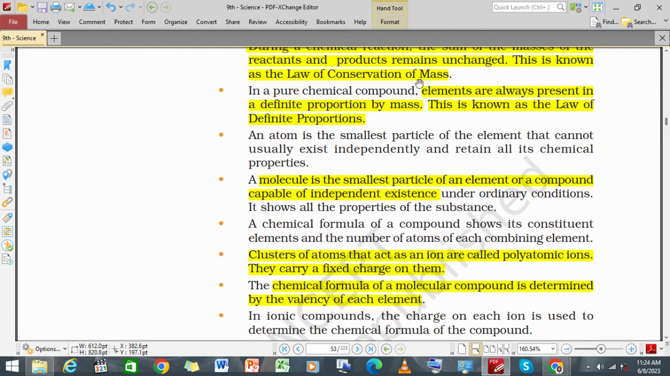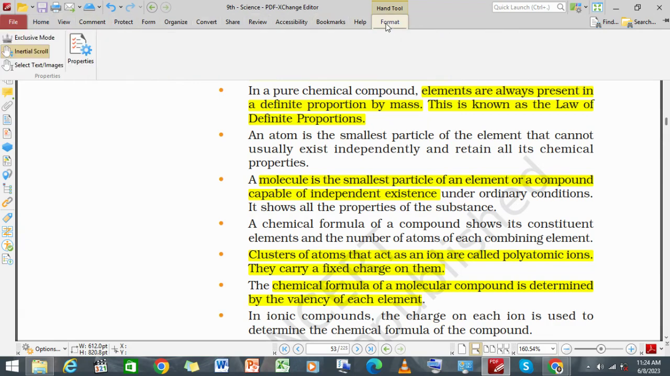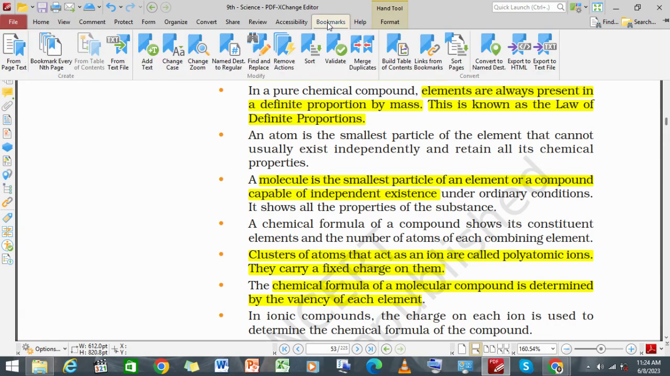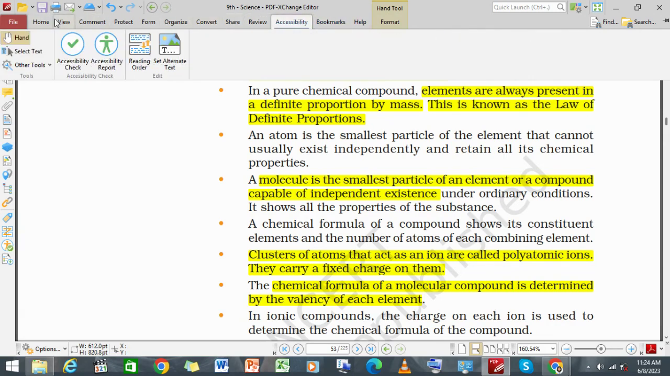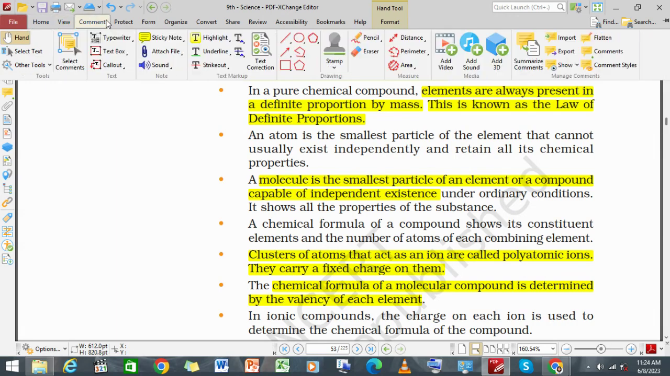For example, H2O has been given. If we have H2O, then its proportion will always be the same. And if its proportion is the same, then nothing can be changed from that. I hope it is understandable from my side.